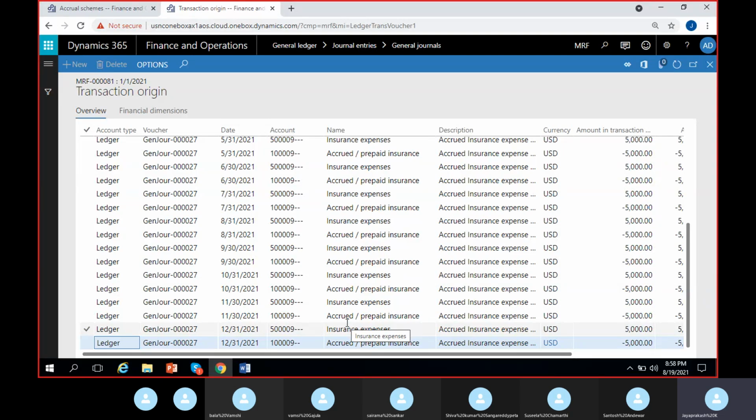But since this concept of accruals works by recognizing the expenses for every month or for every period according to your selection, so every period ki ila entry vastadi ante.